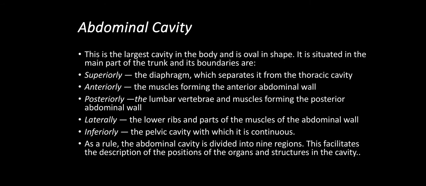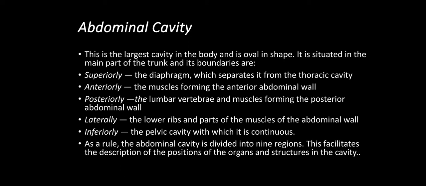So the abdominal cavity is the largest cavity in the body and it's oval-shaped. It is situated in the main part of the trunk and its boundaries are superiorly the diaphragm, which separates it from the thoracic cavity. Let's imagine the diaphragm is a border post, like the border that separates different countries, for example, Congo and Zambia. So the diaphragm is separating the thoracic cavity from the abdominal cavity.